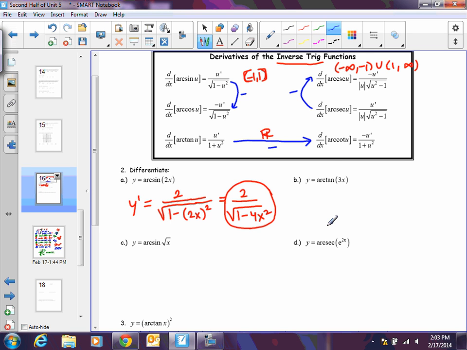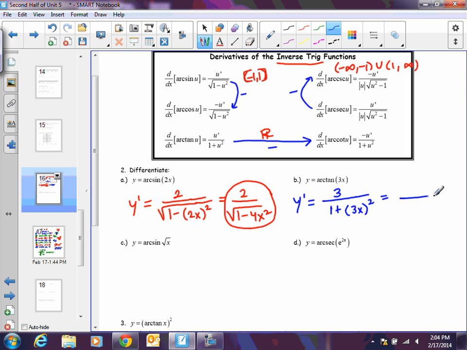Okay, so now before I move on to B, how would my answer change if this was arc cosine 2x? There'd just be a negative in front. So if you can do arc sine, you can do arc cosine. All right, so now let's do arctangent. Okay, so this is this formula down here at the bottom left. So we have y prime equals, again, the derivative of 3x goes on the top, and for arctan, there's no square root, it's just 1, in this case, plus u squared. So 1 plus 3x squared.